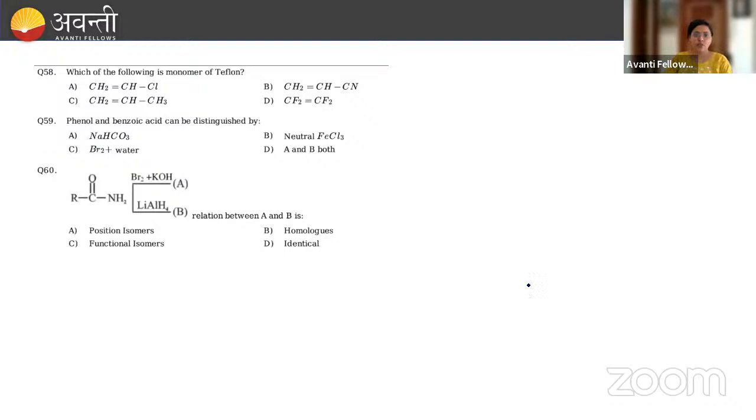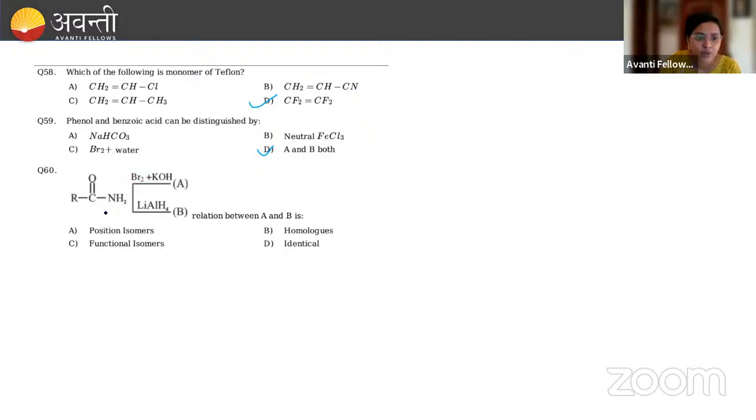Next, which of the following is the monomer of Teflon? So this is a direct answer. Teflon का monomer कौन सा है? ये होता है, ठीक है. Phenol and benzoic acid can be distinguished by NaHCO3, neutral FeCl3, Br2 plus water, A and B. So in practical, you must have done this reaction. We use neutral FeCl3 as well as NaHCO3. So A and B both are correct.